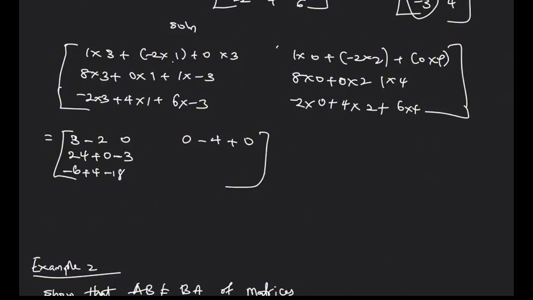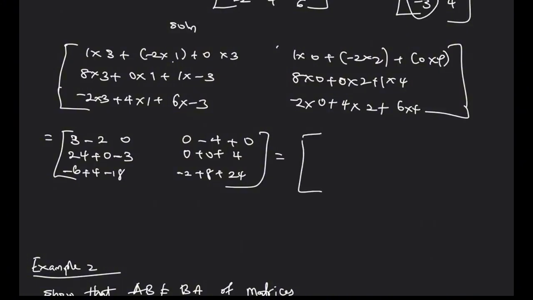So let's do the next one. 8 times 0 is 0. 0 times 2 is 0. 4 times 1 is 4. Then we have minus 2 times 0 is 0. Then 4 times 2 is 8. 6 times 4 is 24. So we can actually add them up together now.